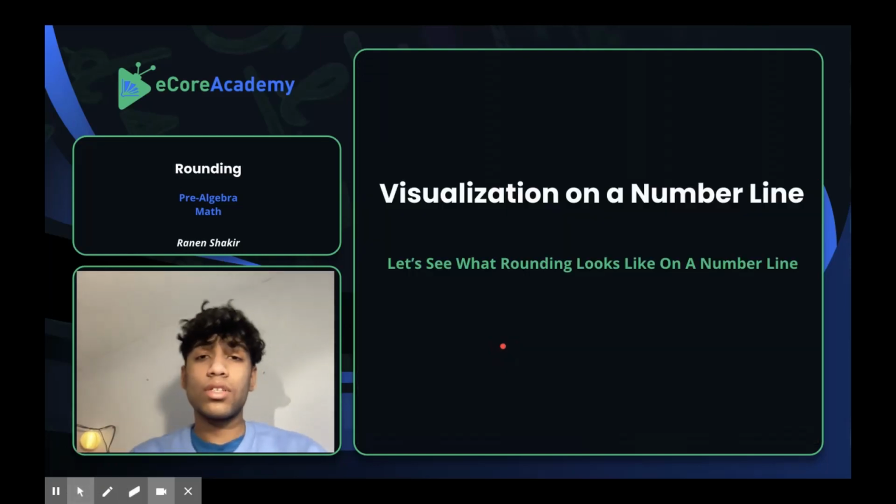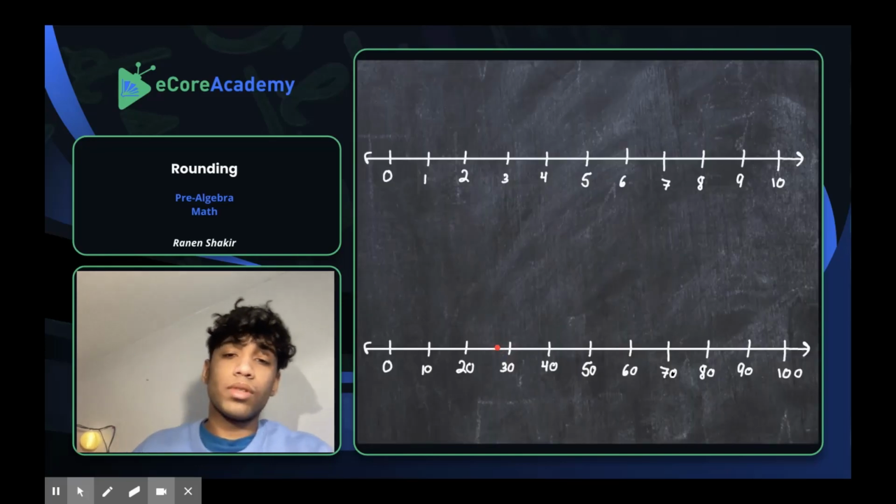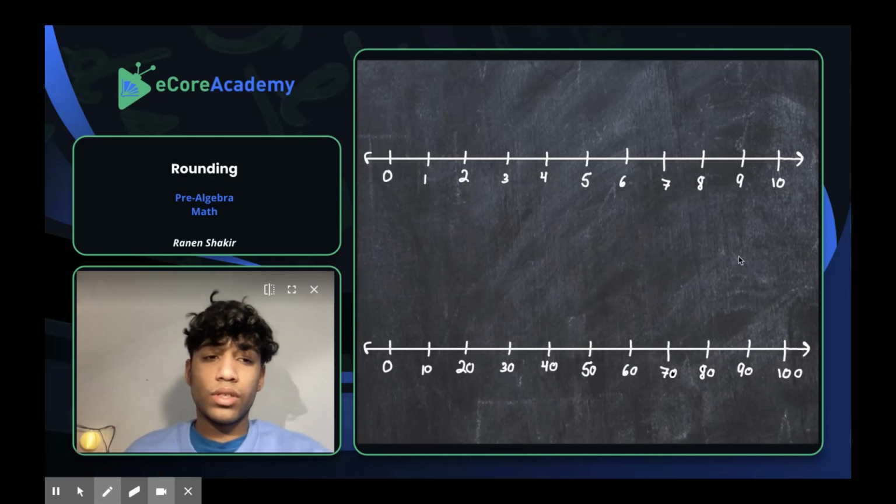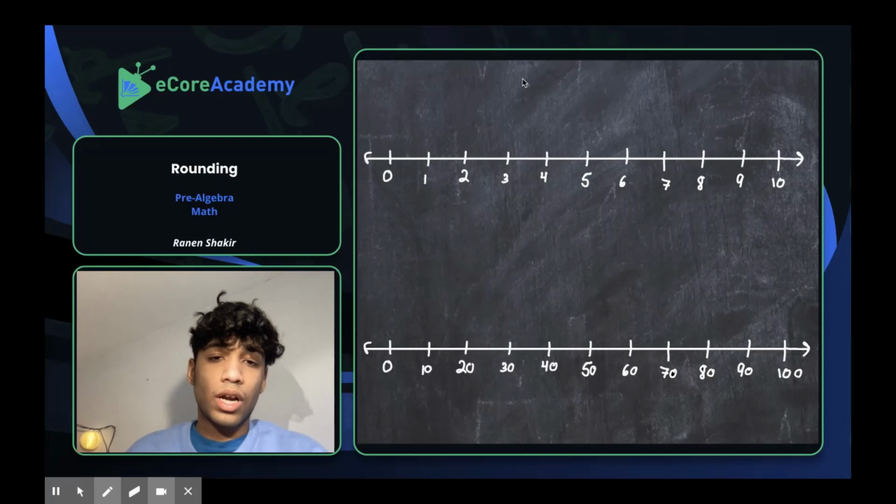So let's look at this on the number line, so we can understand it more visually and hopefully get a better grasp of it. So let's see what rounding looks like on a number line. We have two number lines here. Our first number line goes from 0 to 10. Our second one goes from 0 to 100. So we're going to try our best with this one.